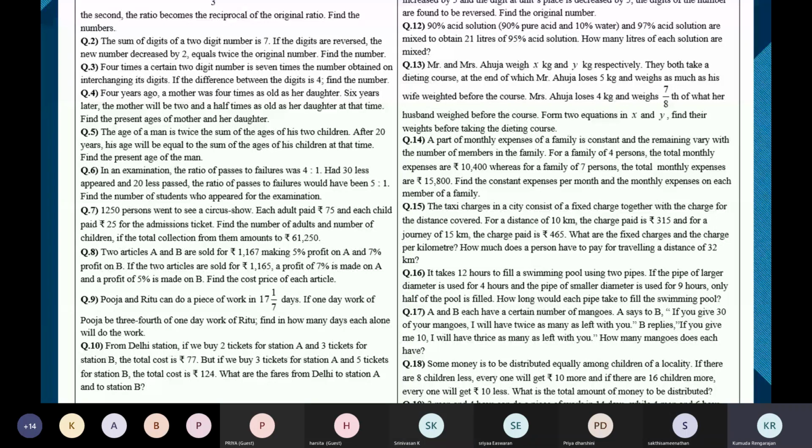So on cross multiplying, what equation do you get? X is equal to 4Y, or X minus 4Y is equal to 0.